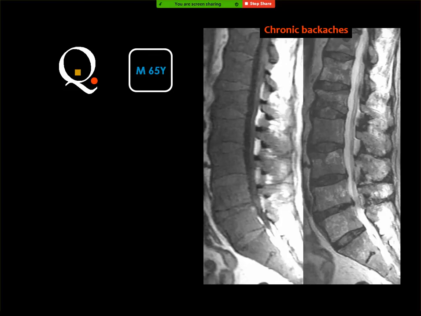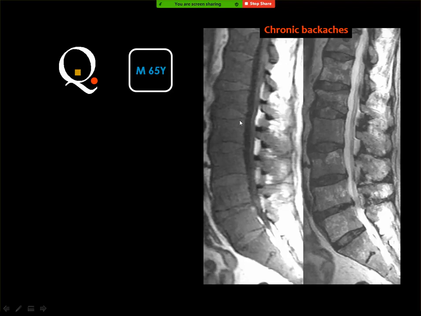Tether the cord? No, the cord is the same. Lymphoma. Yes, what's evident here is the diffuse low signal of the bone marrow in the T1 weighted images.